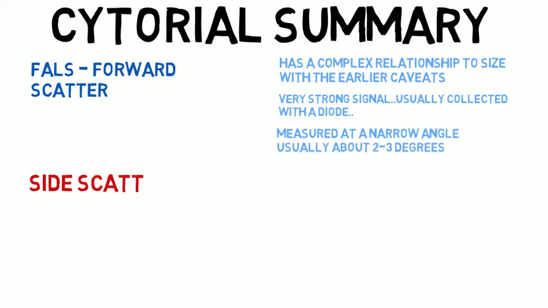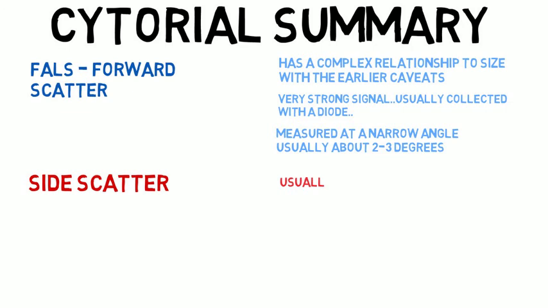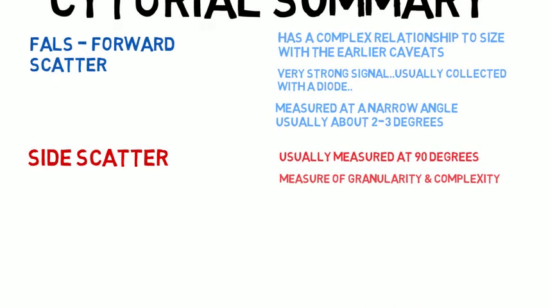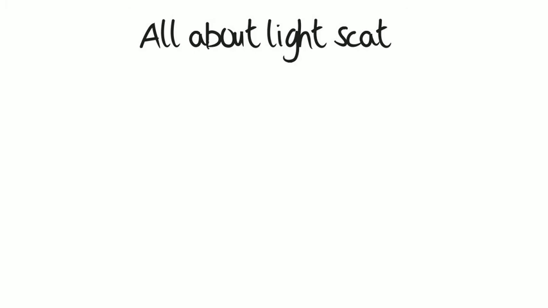Regarding side scatter, that is usually measured at 90 degrees to the laser beam. That is also called orthogonal scatter or wide angle scatter. It is a measure of the granularity and complexity, and combined with forward angle scatter it can be very useful in differentiating several different cell populations.